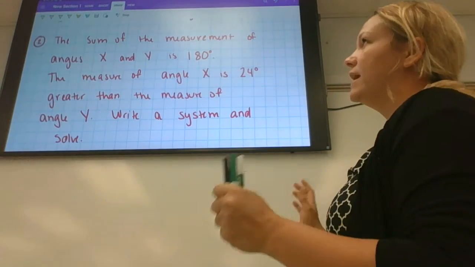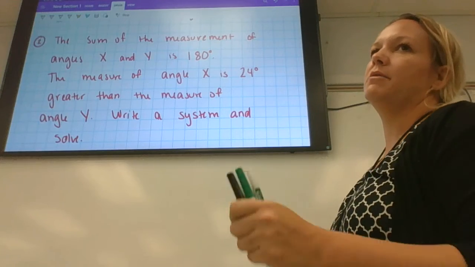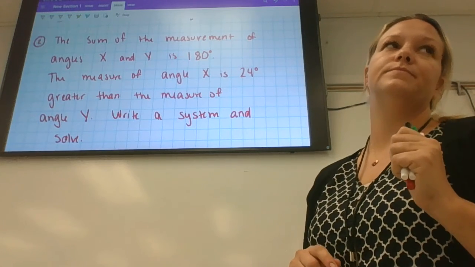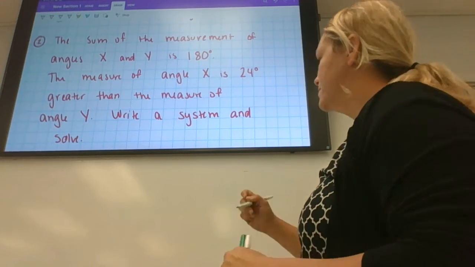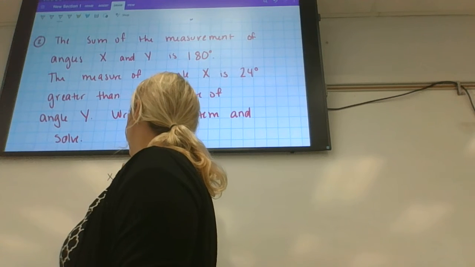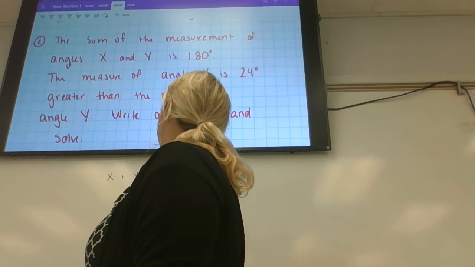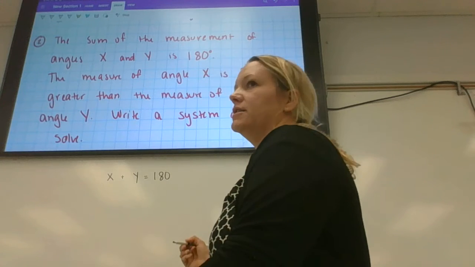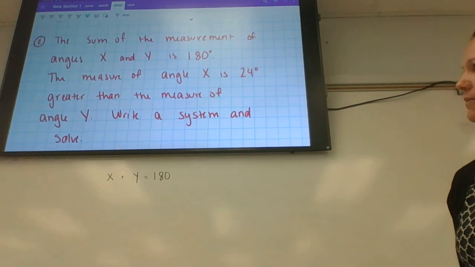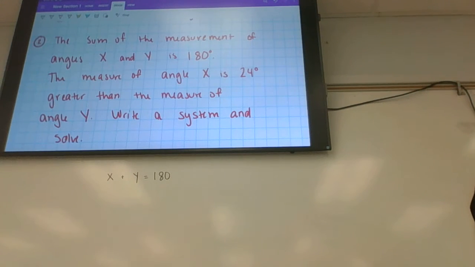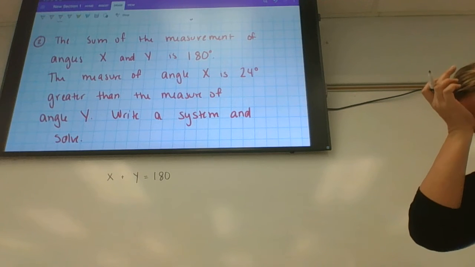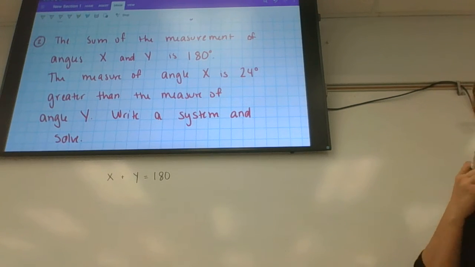All right, how do we write the sum of x and y is 180? Okay, we got that down. That's our first equation. Now, the measure of x is 24 greater than the measure of y. Go ahead, write that down on your paper.